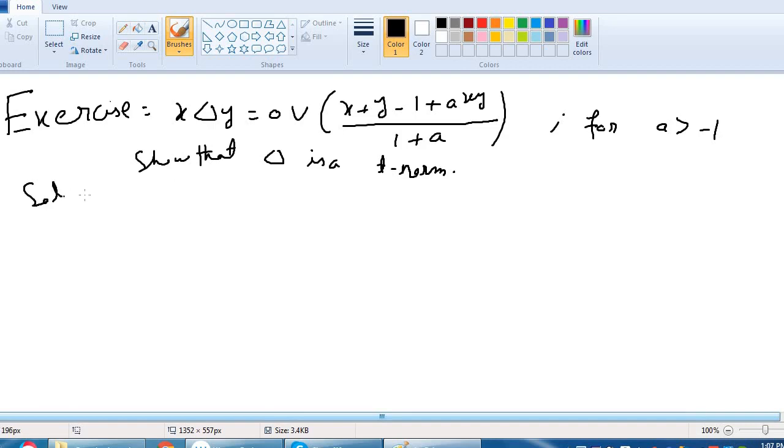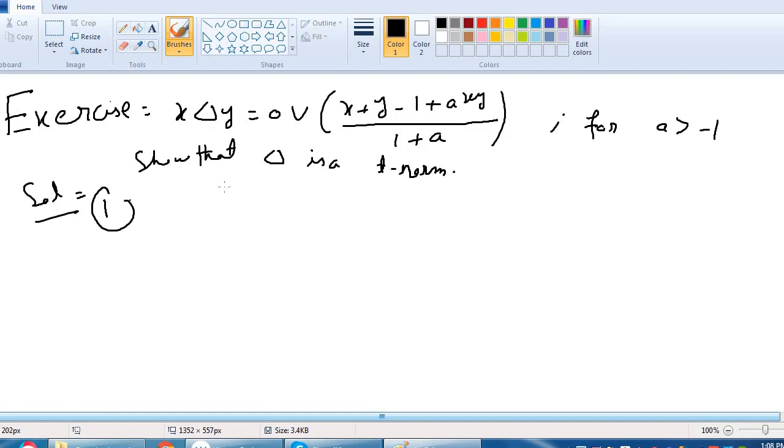Solution. We will show that x delta y is equal to 0 union x plus y minus 1 plus a x y divided by 1 plus a is a T norm. Now we prove the four conditions of T norm. If these four conditions are satisfied, then we say that this is a T norm. Delta is a T norm if it satisfies all the four conditions.